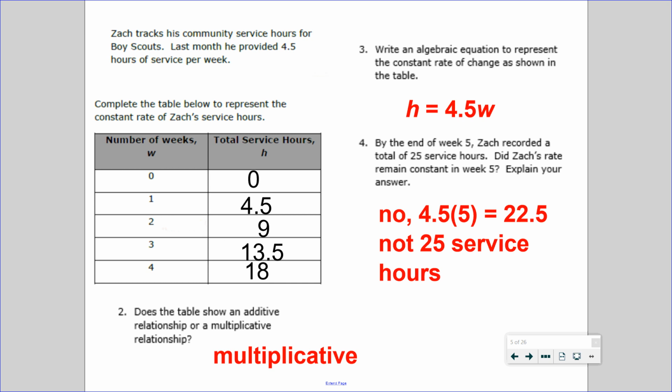So what else do you need to know? You need to know rate of change, per. You've got to understand the word per. Zach tracks his community service hours for Boy Scout. Last month, he provided 4.5 hours of service per week. Per means every week, each week, every 1 week. He provides 4.5 hours of volunteer.